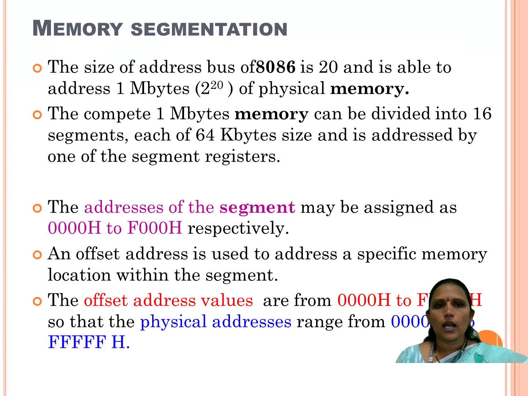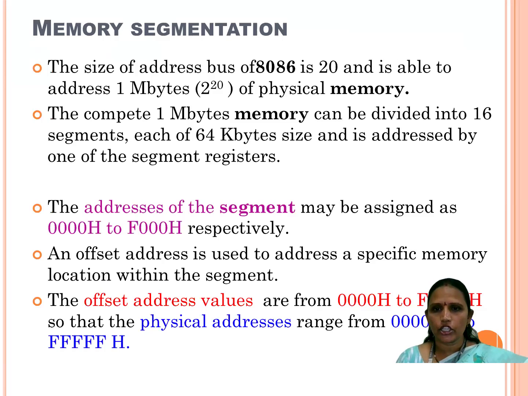Now we'll discuss the memory segmentation of the 8086. As I already told, the 8086 processor has 1 MB of physical memory. The size of the address bus of the 8086 is 20 and the data bus is 16. So it has 20 address bits, and 2 power 20 means it can address 1 megabyte of physical memory. The complete 1 megabyte of memory can be divided into 16 segments.